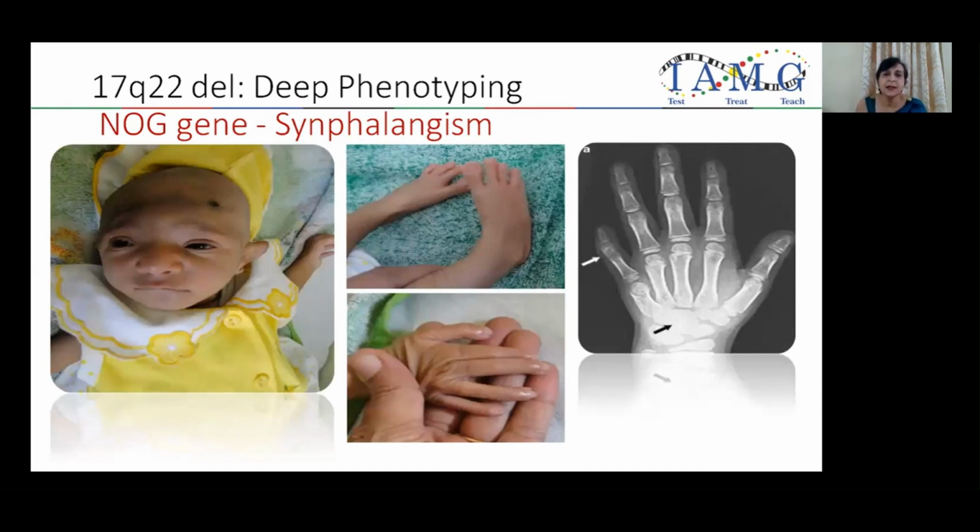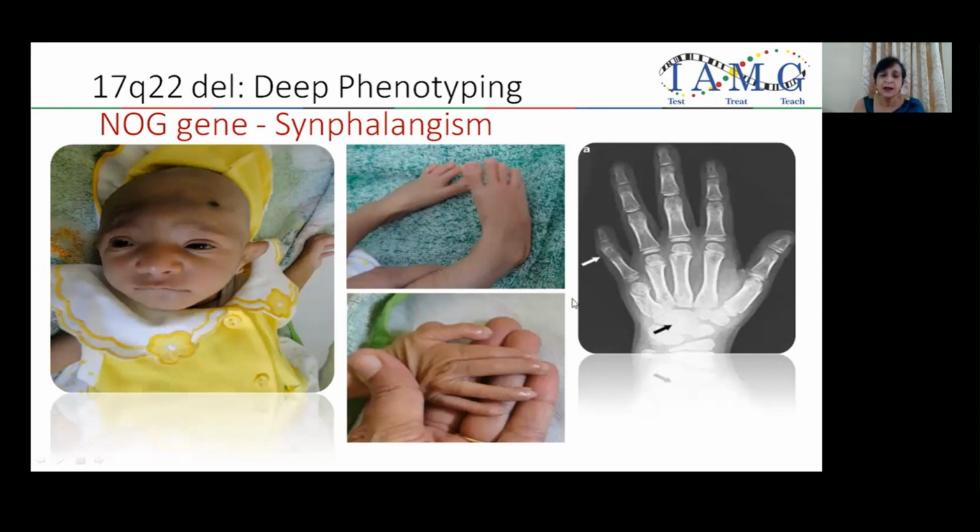The example of such deep phenotyping I am showing is this particular girl with disability who was identified to have a deletion on chromosome 17q. This particular region has the NOG gene, which causes symphalangism. That means the phalanges are fused. So this picture shows the fused phalanges in another patient, not this particular one.